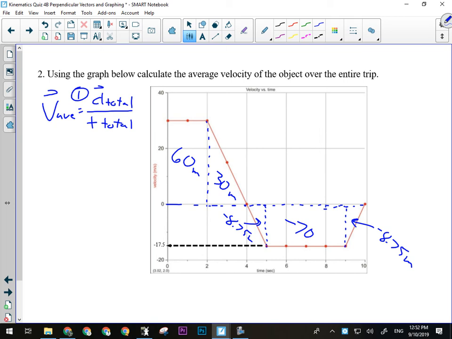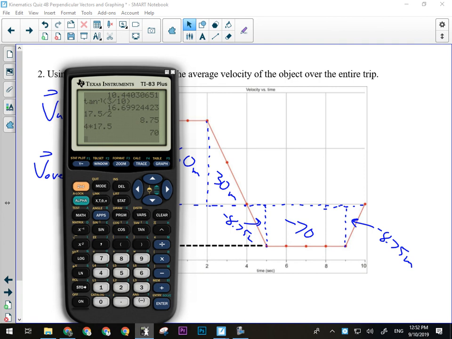Okay, and then I'm going to fill in this formula here. Right? Average velocity is going to be my total displacement, which will be 90. That's all the positive stuff I have. Okay, minus 87 and a half. Is that right? Minus 87 and a half. Okay, so I'm getting a total displacement of positive 2.5 meters.